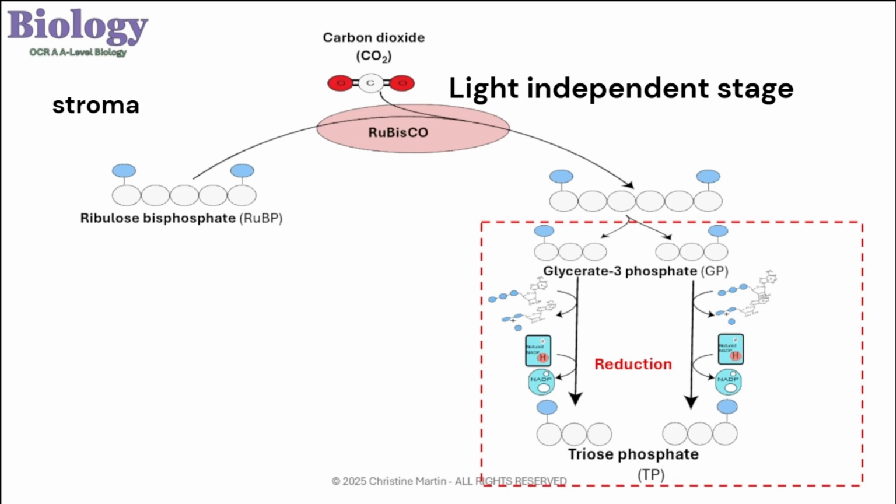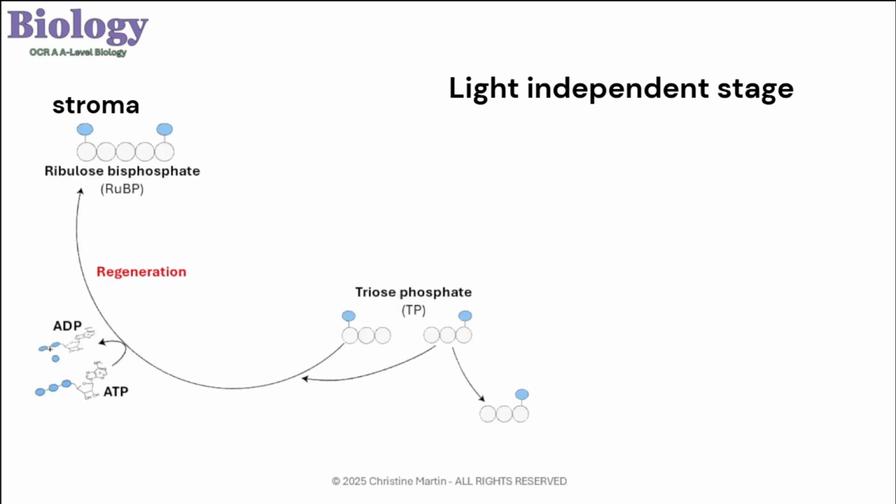The whole reduction stage requires ATP and reduced NADP, which were produced in the light-dependent reaction. So products from the light-dependent reaction are required for the reduction process in the light-independent reaction. Now, the RuBP used during carbon dioxide fixation must be regenerated as well to allow the light-independent reaction to continue.